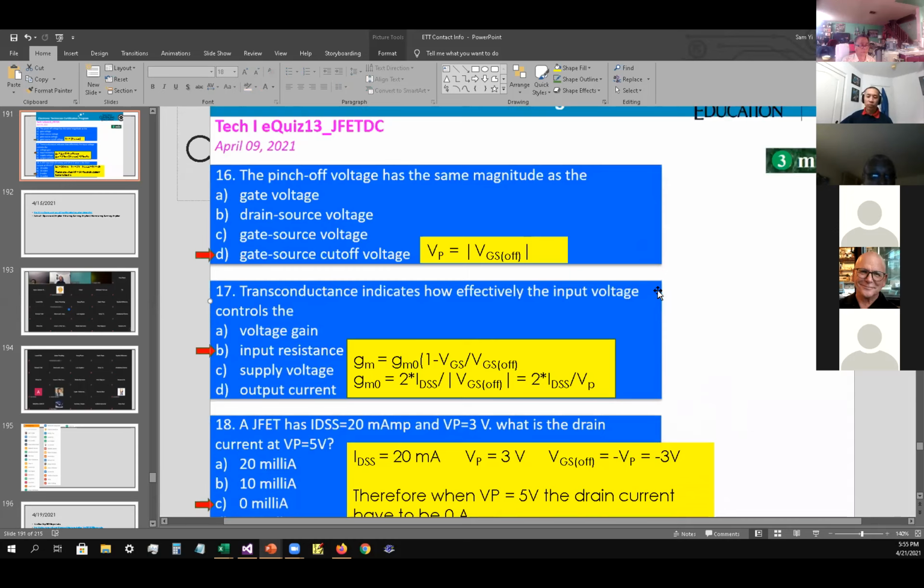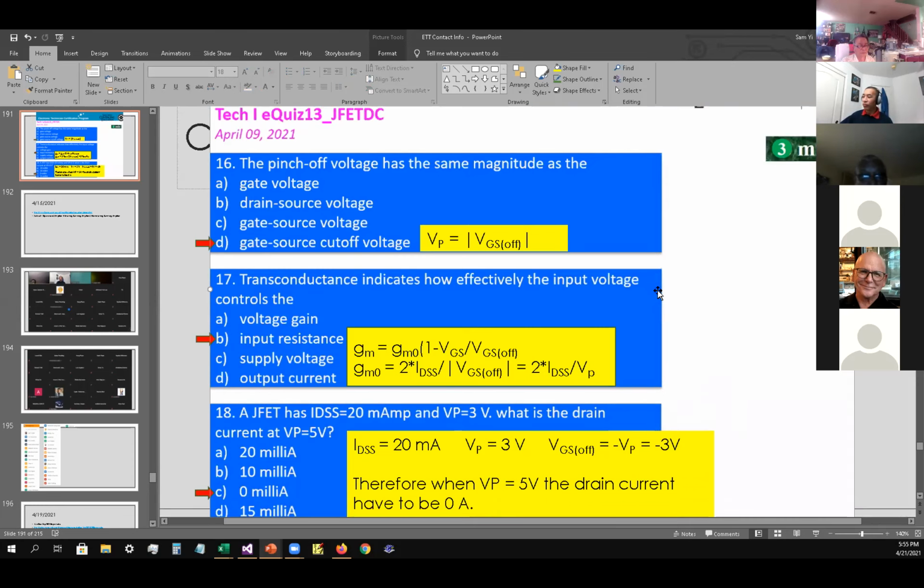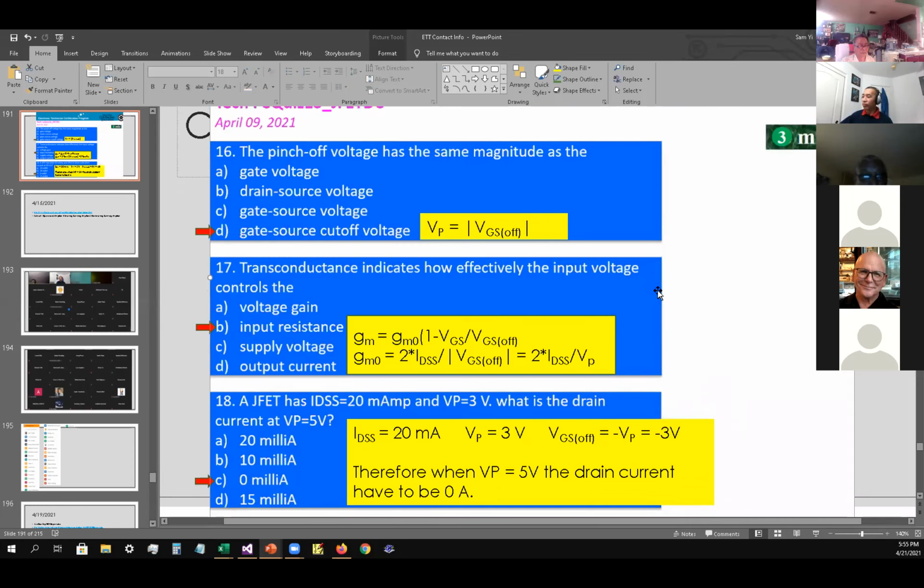Sam, before we leave that, I went back to number 4 and checked my algebra and I made a mistake with a negative sign. So the answer is right: when you increase ID in that circuit, VDS always goes down.